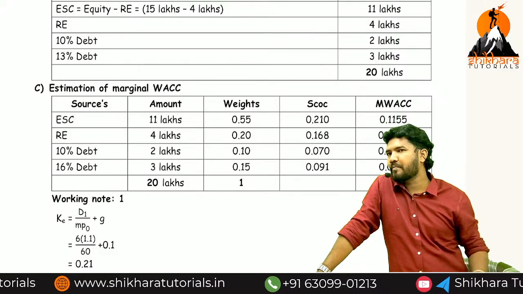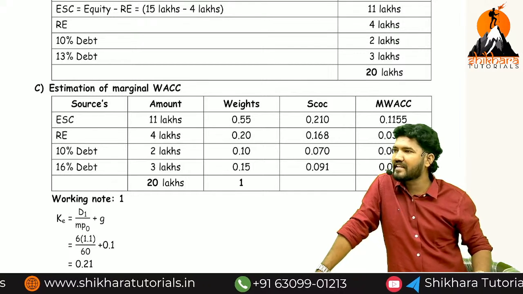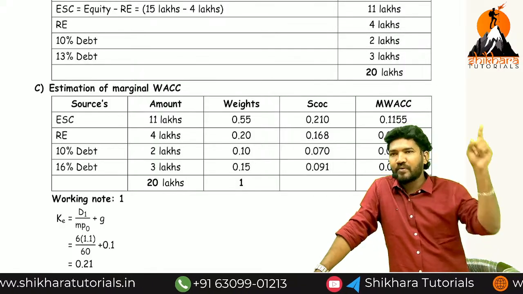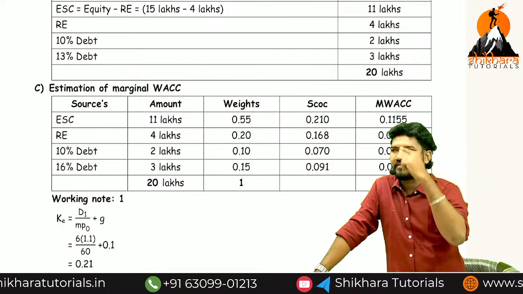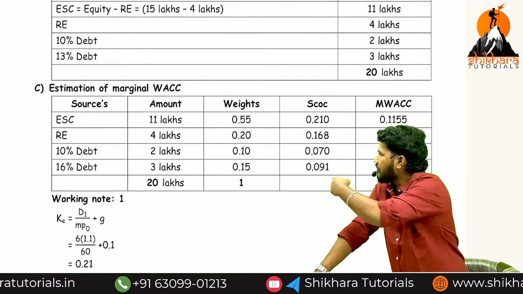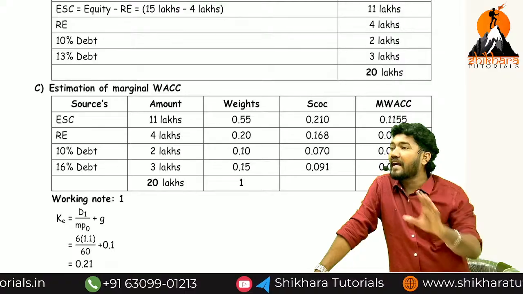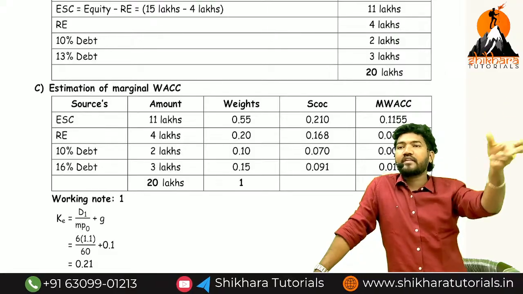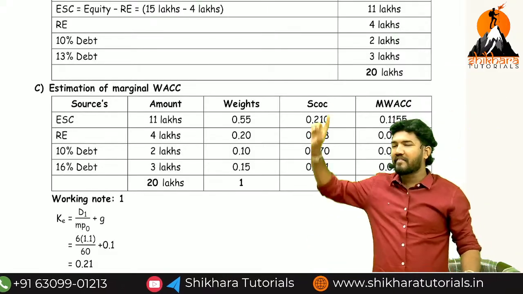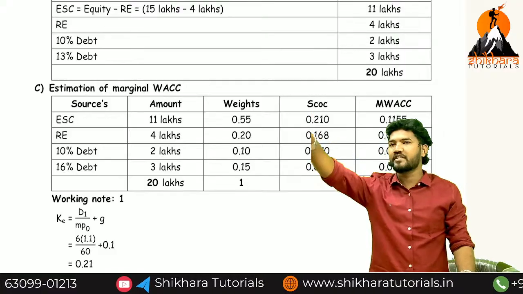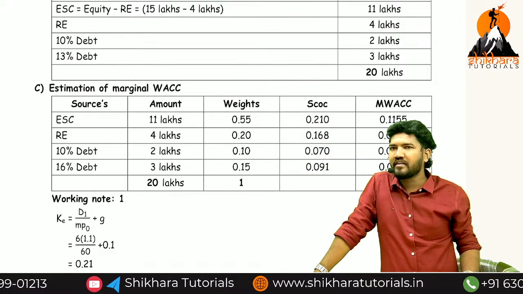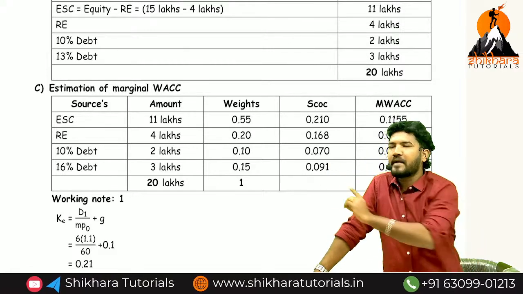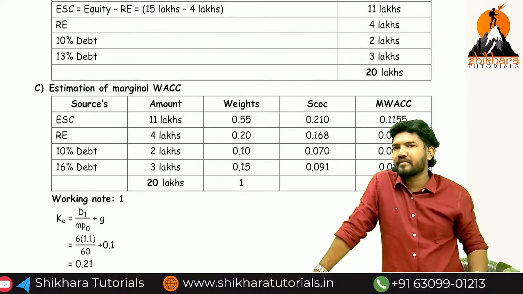The same kind of problem we solved previously is called revised KO. What happened there? The company already had 10 lakhs and procured 5 lakhs extra. But in this problem, the company needs an additional 20 lakhs. For that additional 20 lakhs, how much is the KO? In revised KO, we calculated for 15 lakhs. So revised KO is different, marginal KO is different. This is the only problem we have based on marginal cost of capital.